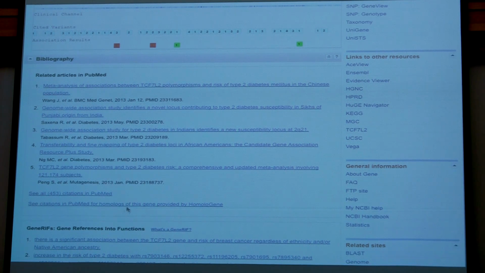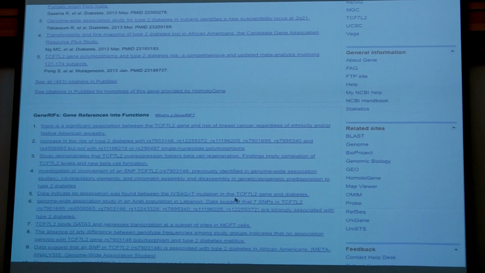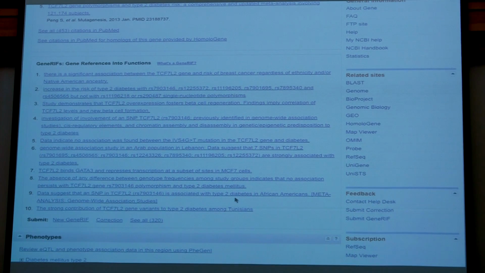And here's citations for homologs. So those are the ones that appear in other organisms. The fruit fly TCF7L2, the mouse TCF7L2. If I click on that, you'll see a lot of citations. These are gene RIFs. I'm particularly fond of these. These are single sentence, usually taken from the title or the abstract of an article about it, that says something important about the gene. So for example, there's a significant association between TCF7L2 and risk of breast cancer regardless of ethnicity and or Native American ancestry.